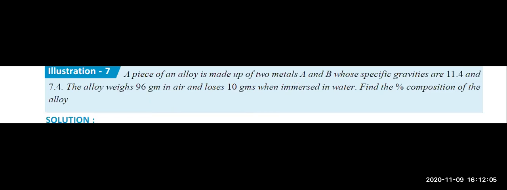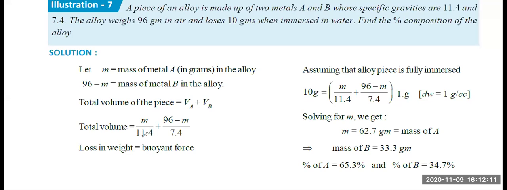Okay. Now after finding total volume, we know this, right? Total weight loss is basically a buoyant force. Weight loss is 10 gram. And the buoyant force is volume times density of liquid. You can get the mass of the metals A and B.